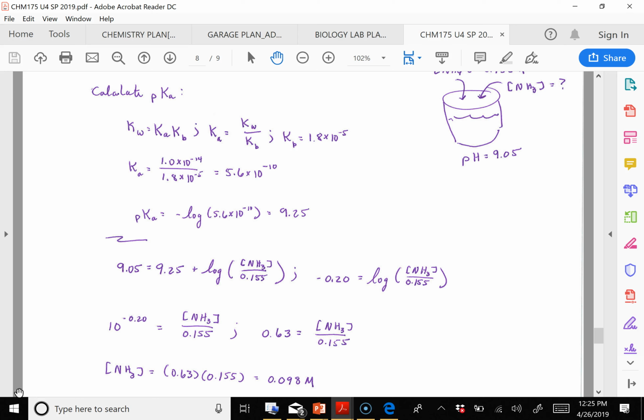So to get to that, we're going to take 10 raised to the powers. And so 10 raised to the negative 0.2 is equal to 10 raised to the log of a quantity is equal to that quantity. So life becomes a little easier. Go ahead and resolve this as 0.63. I crisscross, so your ammonia concentration is 0.098 molar, or thereabouts.